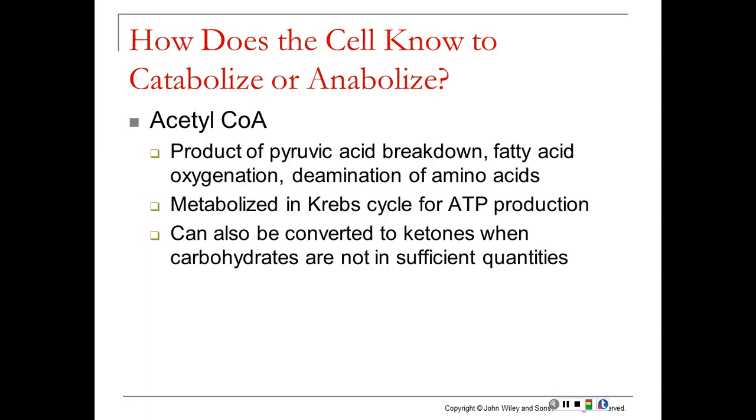Acetyl-CoA is the product of pyruvic acid breakdown, fatty acid oxidation, as well as the deamination of amino acids. It's metabolized in the Krebs cycle for ATP production. It can also be converted into ketones when the carbohydrates are not in sufficient quantities.